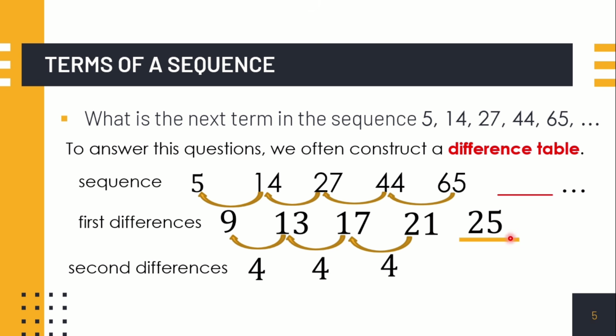And then, we add upward. How do we get the next term here? For example, how did we get the 65? Because 44 plus 21, that is 65. The process is the same here. 65 plus 25, that is 90. So, therefore, the next term in the given sequence 5, 14, 27, 44, 65 is 90. So, what method did we use here again? We used the difference table.